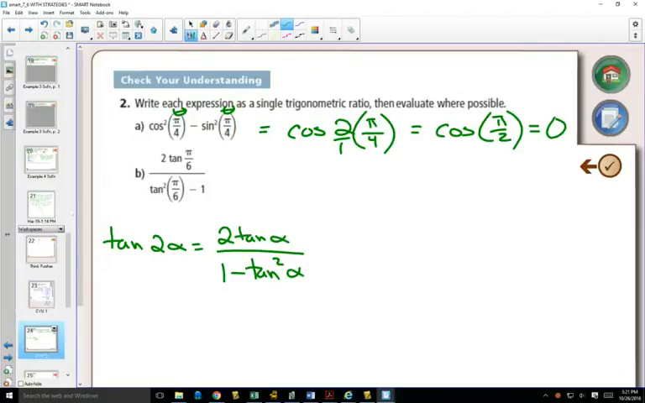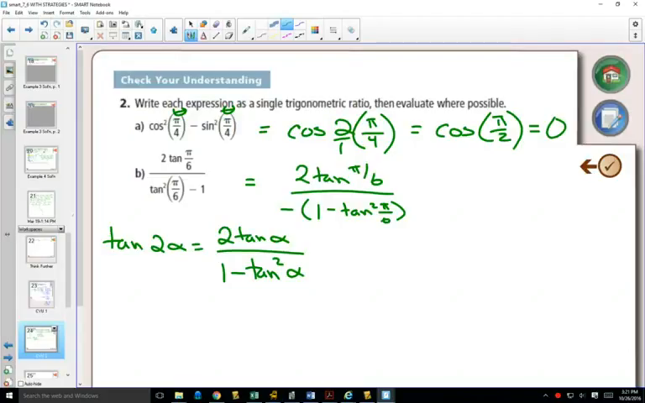And ours has tan squared alpha minus 1. Now, we've seen questions like this before where something's not quite right, just in the wrong order. What did we do to get it in the right order? We factored out a negative. So if I factor a negative out of the bottom, that'll change my 1 to positive and my tan squared to negative.